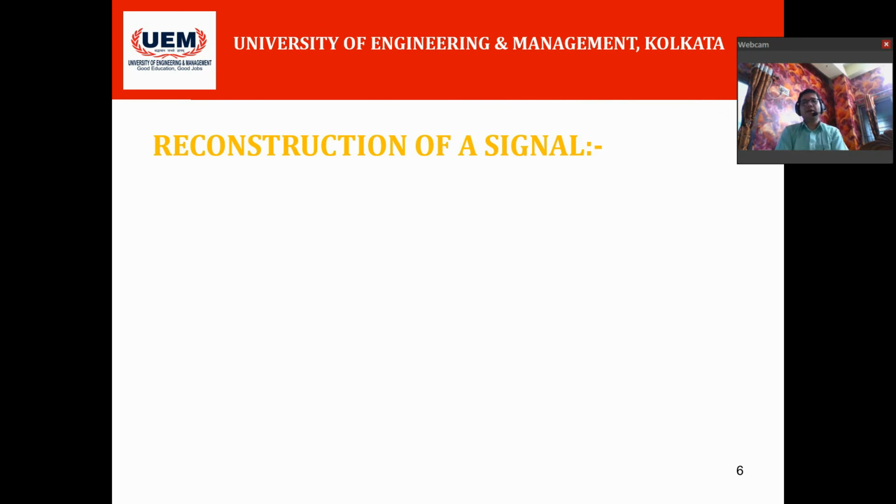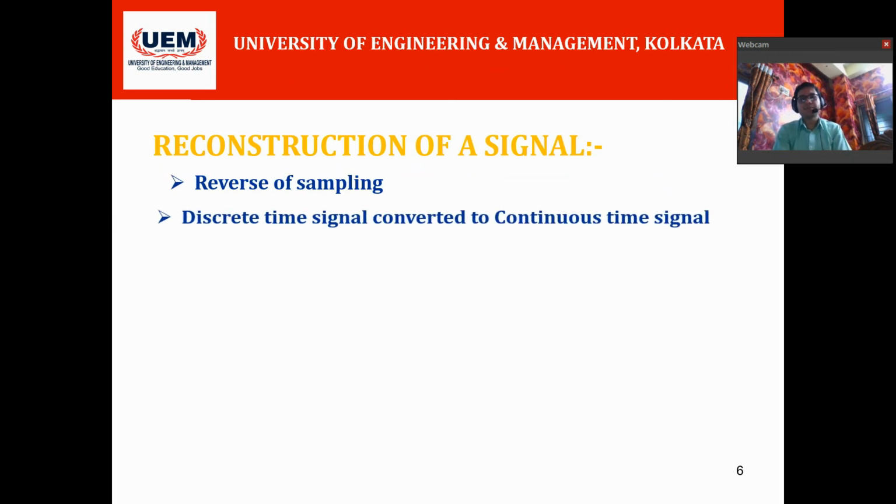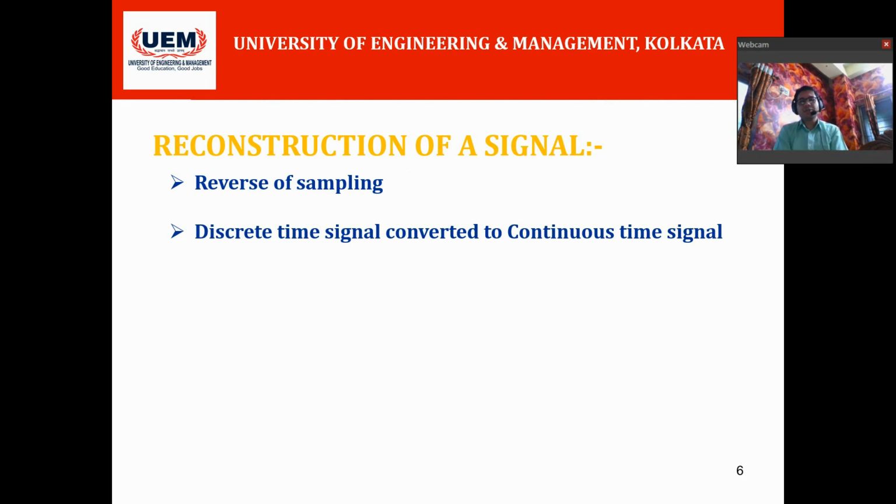Reconstruction of a signal. Now how do I do that? How do I reconstruct a signal? Okay, let's see. So yes, this is the reverse of sampling. That means if sampling is conversion of a continuous time signal to a discrete time signal, the reverse of sampling is called reconstruction. Now what happens in reconstruction? A discrete time signal is actually converted to a continuous time signal. So if I have a discrete time signal, that signal is basically converted to a continuous time signal. Okay. Now this is reconstruction.